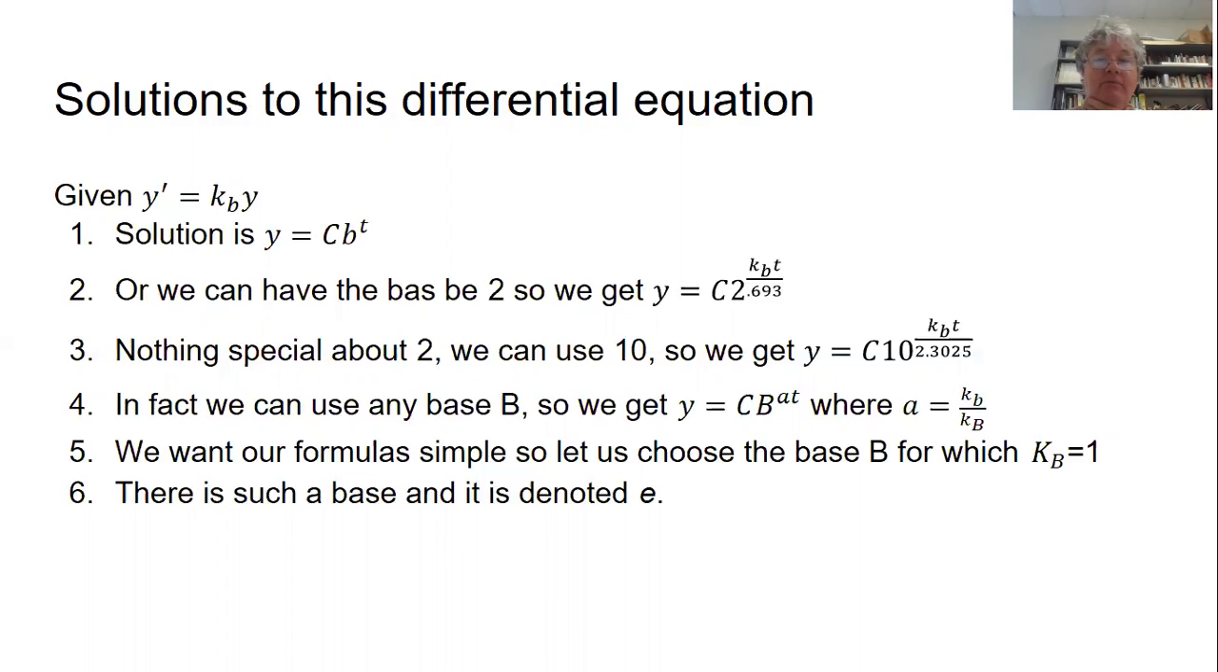So we get a constant times that base capital B to the power at, where a is just the k of the little b, which is the k we're given, divided by the k of the base that we want. This is too complicated. We want things to be 1, because then we don't have to worry about the formula for it. So we want the base capital B to have that property that its derivative at 0 is 1.